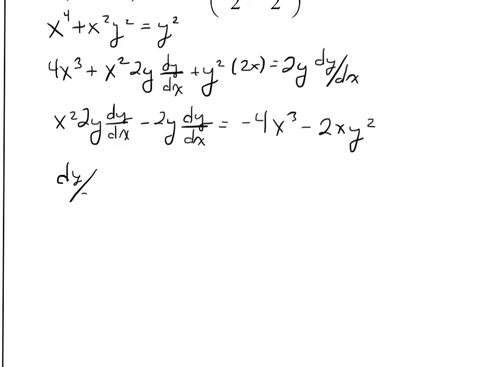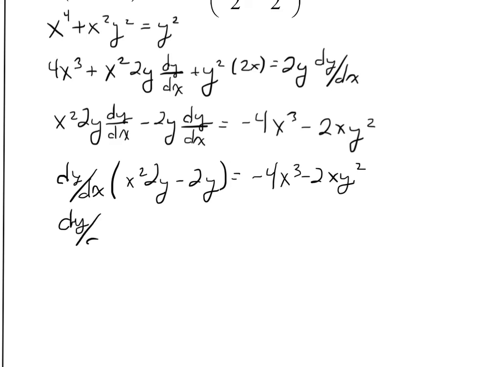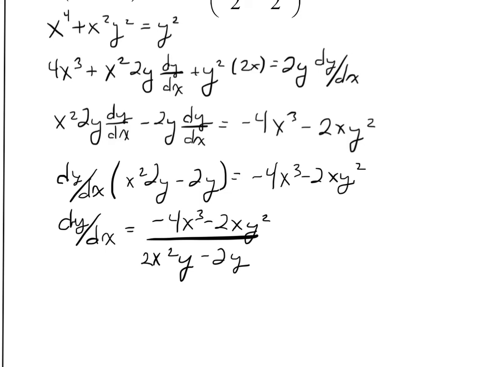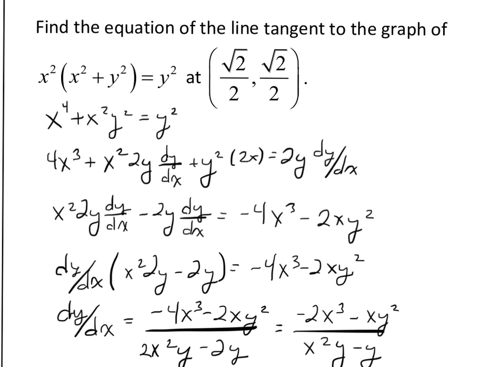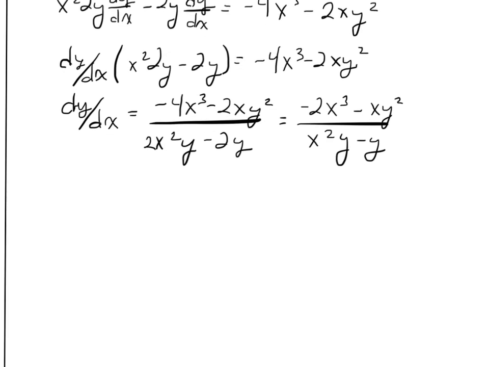Let's factor out dy dx. So the slope is negative 4x cubed minus 2xy squared all over 2x squared y minus 2y. Now it looks like we've got a common factor of 2, so let's get rid of that. Okay, so now our coordinate is radical 2 over 2, radical 2 over 2. So we're looking for the slope when x is radical 2 over 2 and when y is radical 2 over 2.